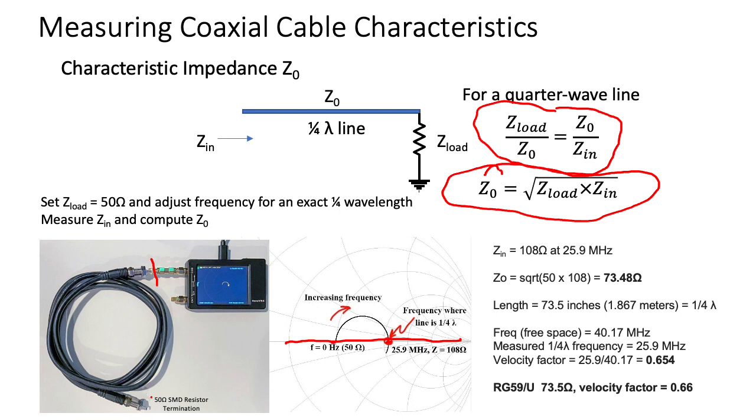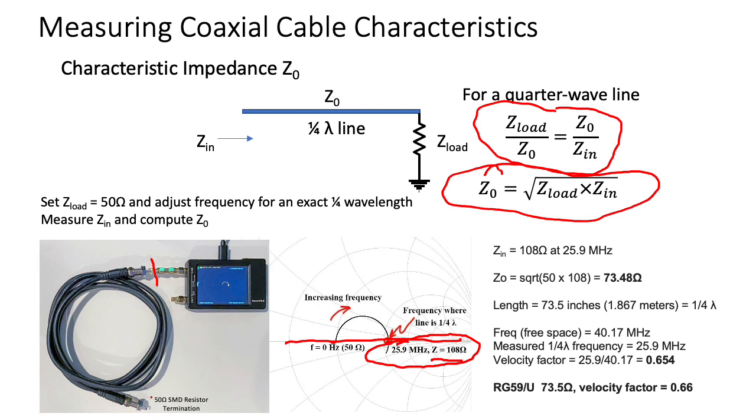Well, the quarter wavelength occurs at some frequency. We've swept this thing from, say, DC to 100 megahertz or so. And it turns out in this specific case, we see that the quarter wavelength occurs at 25.9 megahertz. And the impedance at that point is equal to 108 ohms. So now we have all the parameters we need to measure the characteristic impedance of this piece of line: 108 ohms at 25.9 megahertz.